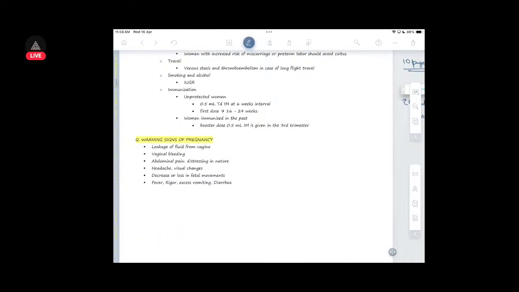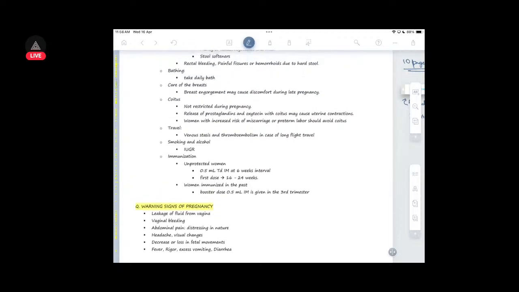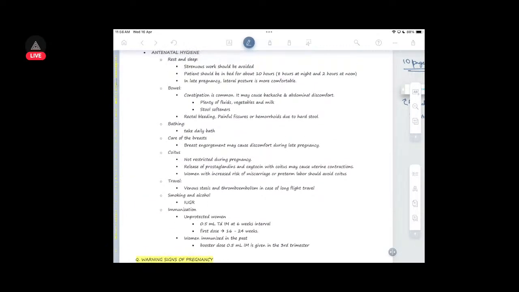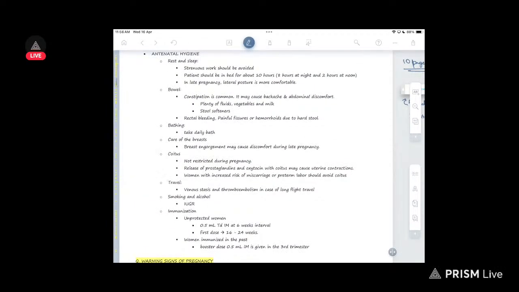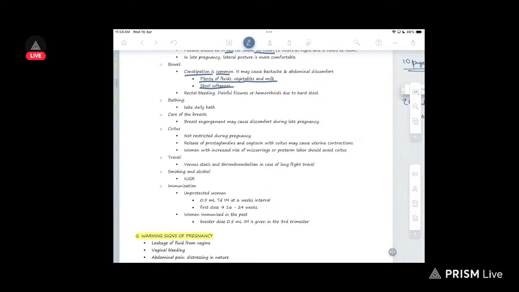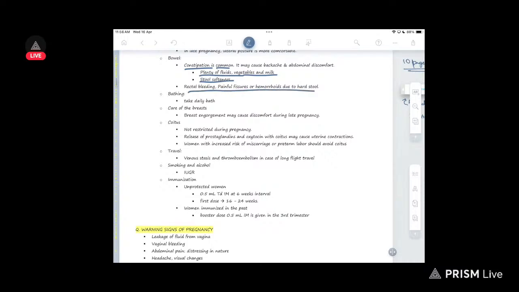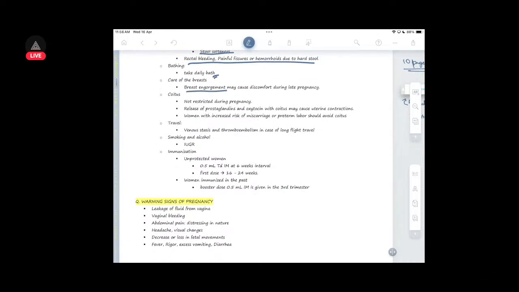Antenatal hygiene is generally not required. Avoid strenuous work. Bed rest 10 hours. Constipation is common: plenty of fluids, vegetables, milk, stool softener. Rectal bleeding, painful fissure, hemorrhoids due to hard stool. Take a daily bath. Breast engorgement may be seen. Coitus is not restricted during pregnancy. Release of prostaglandins and oxytocin may cause uterine contraction. Those at increased risk of miscarriage or preterm labor should avoid coitus.